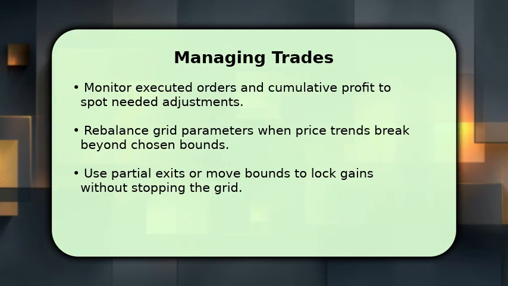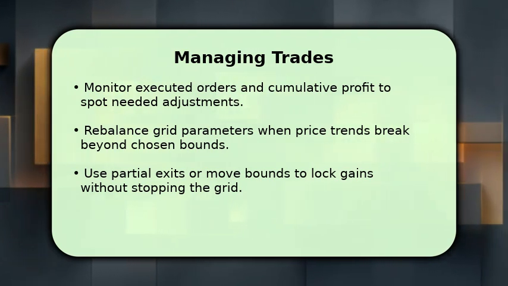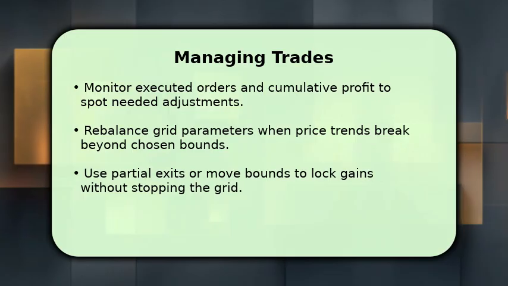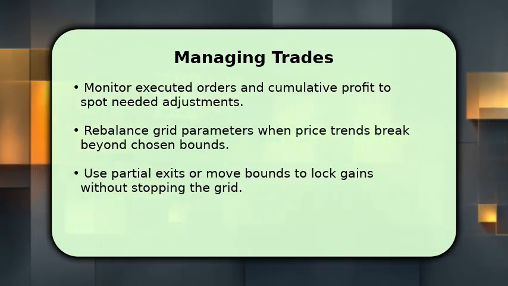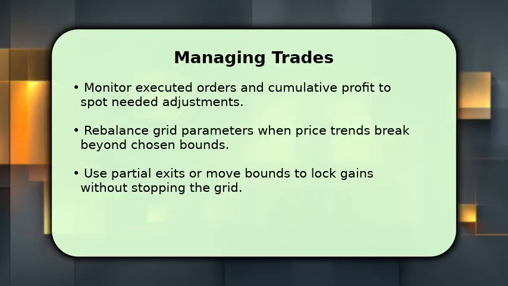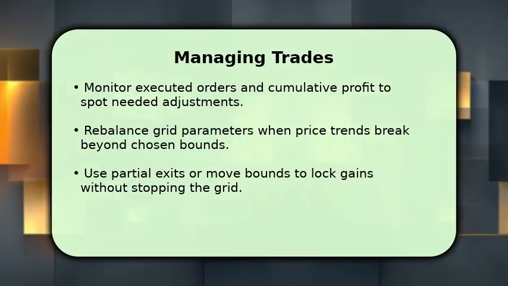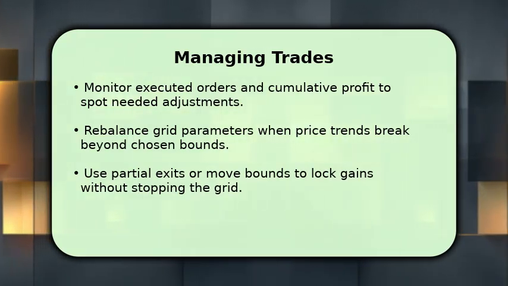Consider using partial exits to realize profits while keeping some capital in the grid, and periodically rebalance allocations to maintain consistent order sizes. Small, regular adjustments help preserve gains and reduce the chance of large drawdowns over time.